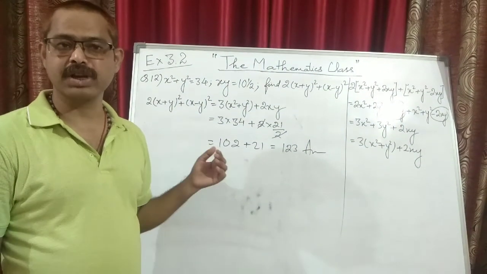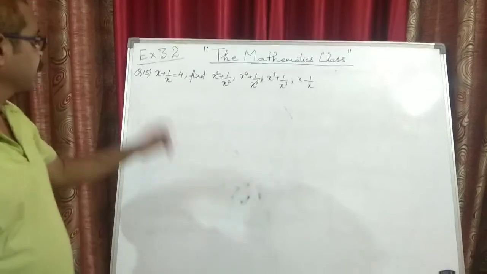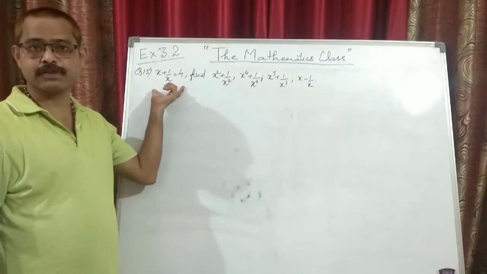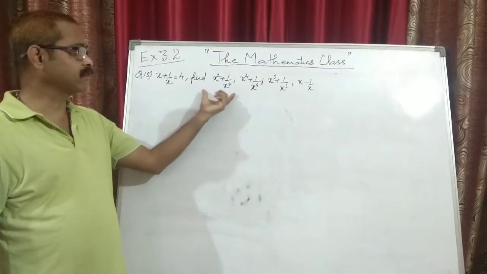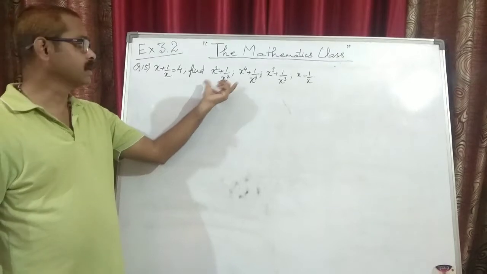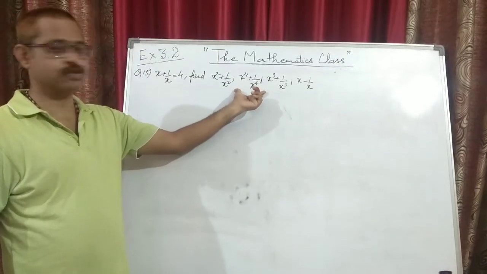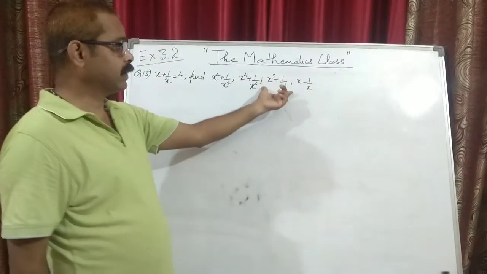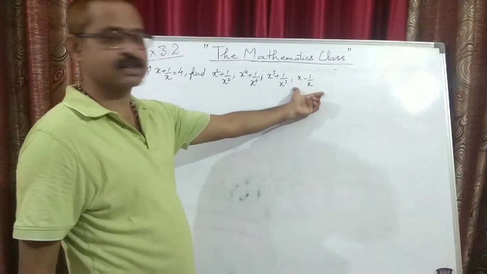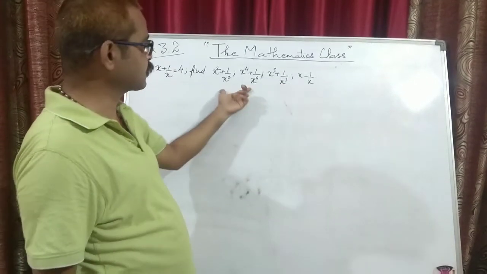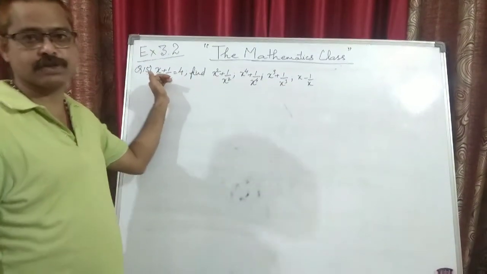Now we move on to question number 15. Okay, in question number 15 it is given x plus 1 upon x equal to 4. Find the value of x square plus 1 upon x square, first part. Second part, x to the power 4 plus 1 upon x to the power 4. Third part, x cube plus 1 upon x cube. Fourth part, x minus 1 upon x. All these 4 parts you will find, and you have been given x plus 1 upon x equal to 4.